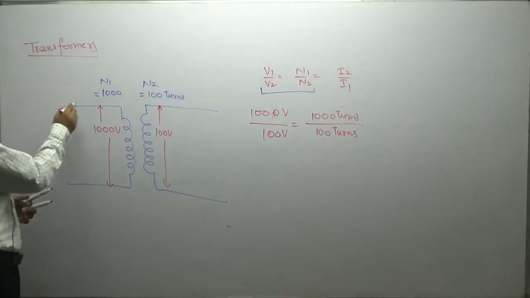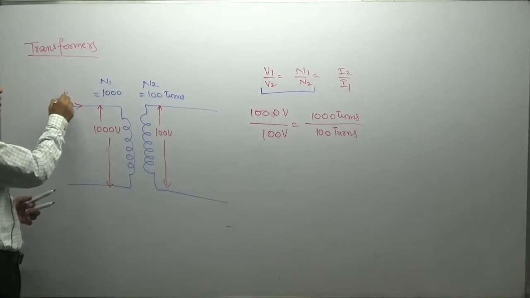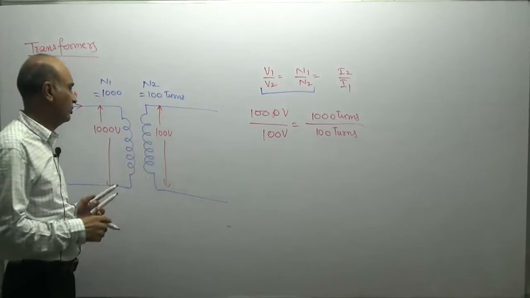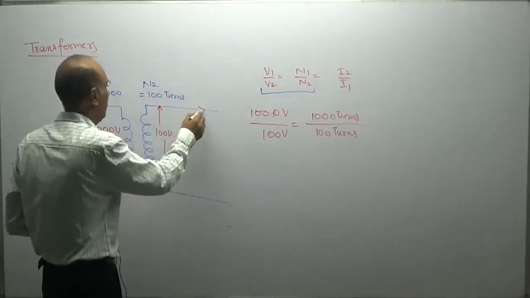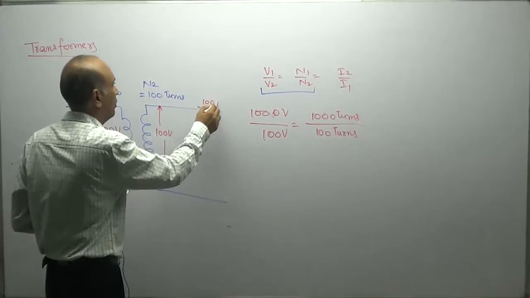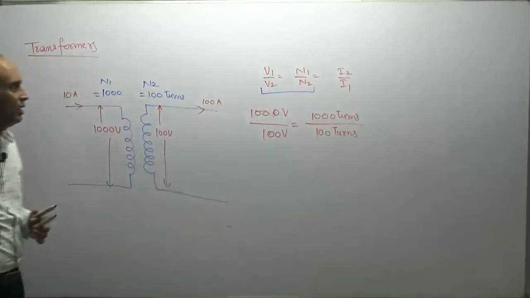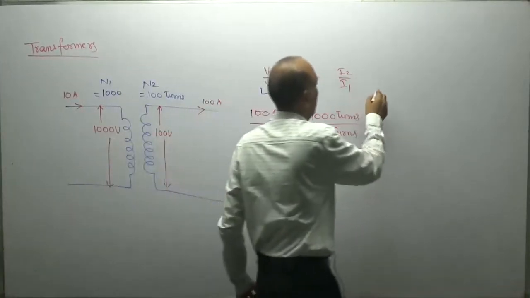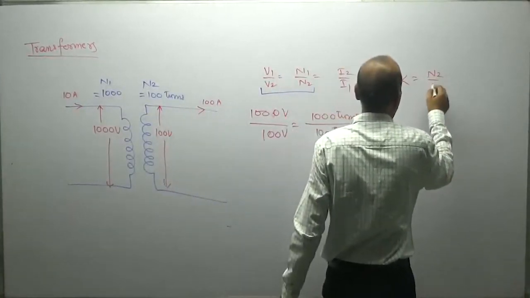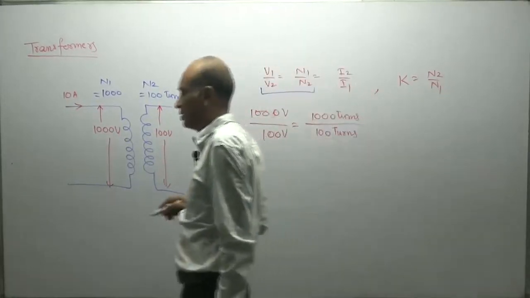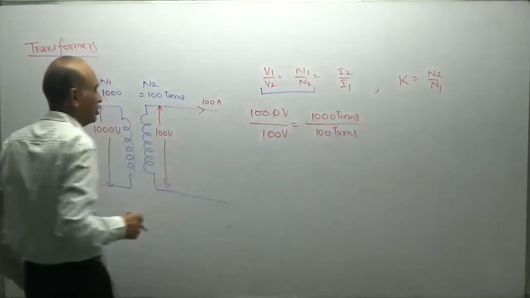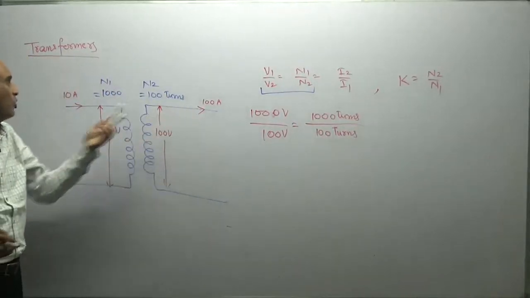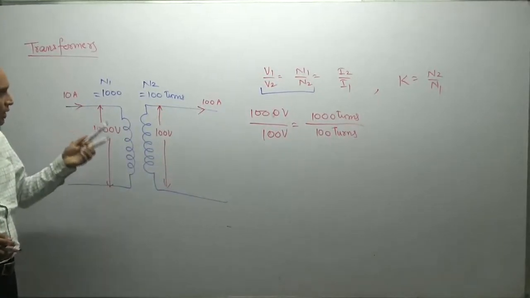Suppose here it is 10 ampere. How much will be the current on the secondary side? With this formula you can say the secondary side current will be almost 100 ampere, and the ratio K is called N2 upon N1. On this formula you can understand it. I2 upon I1 means 100 upon 10 is equal to 10. You can understand it very well.